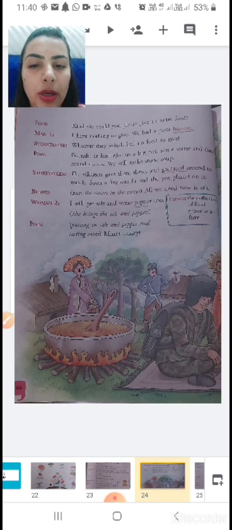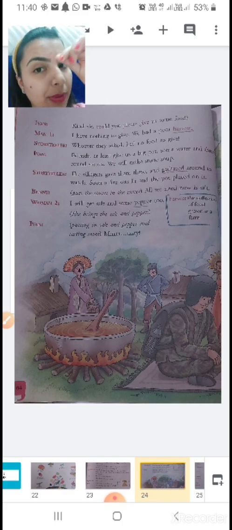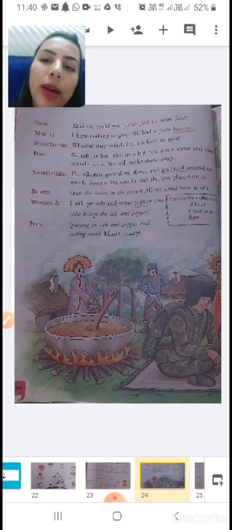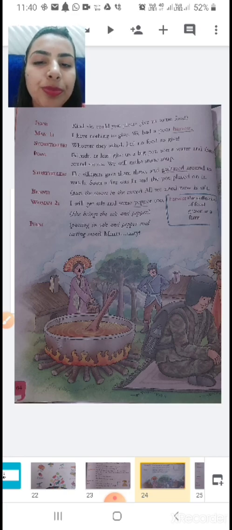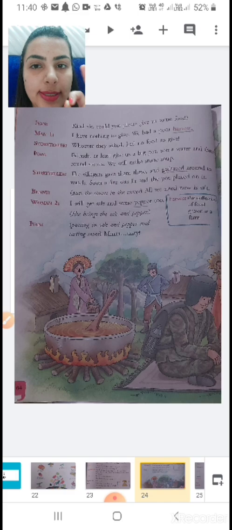Then another woman of the village says, I will get salt and some pepper too. She goes to her home and brings some salt and pepper. Then Ivan puts in the salt and pepper, tastes some, and says, tasty. He says it is very tasty.